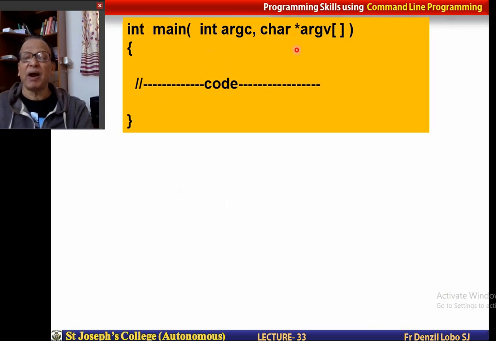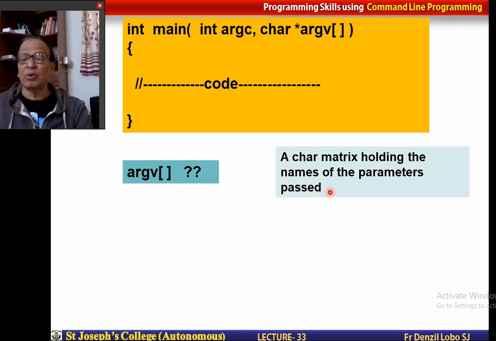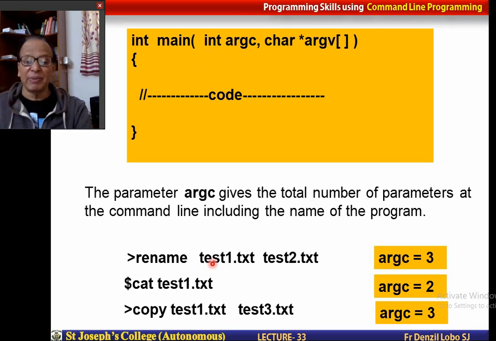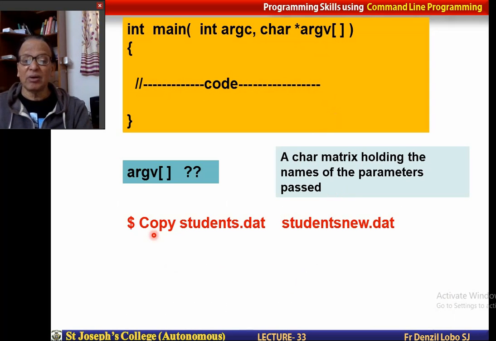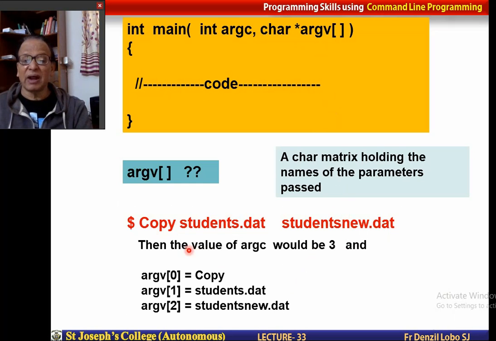Now we come to the next part, argv. What is argv? Argv is a character matrix holding the names of the parameters passed. As you saw here, we have parameters rename, text1, text2, text3. So these are going to be listed in argv. For example, in the case of copy students.dat to students new, I'm copying this dat to a new file dat. So what is going to be in argv? There are three arguments because argc value is 3: 1, 2, 3.